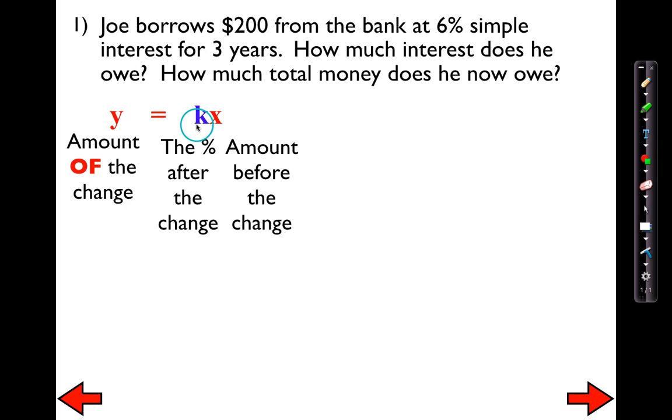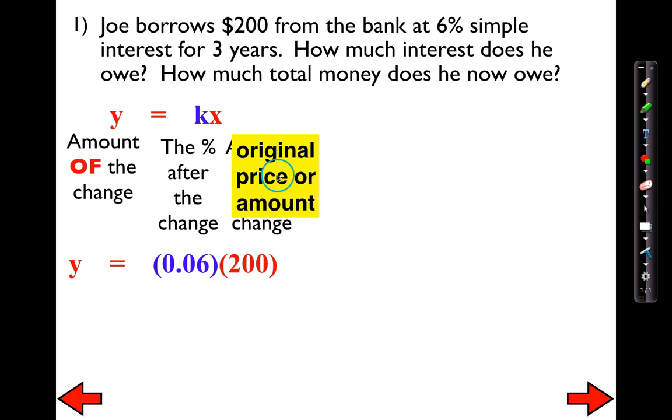Well, as of right now, the only thing I do know is the percent of change as well as the original amount. So for that, my percent is 6%, and the original amount, in this case, how much you borrowed, which is the principal, is 200. So when you calculate this, 0.06 times 200 will give you 12. So what does this mean? This is just interest. Okay, so in 1 year, he's going to be charged $12 of interest, but we're not looking at just 1 year. Joe is apparently borrowing it for 3 years. So what would that be?